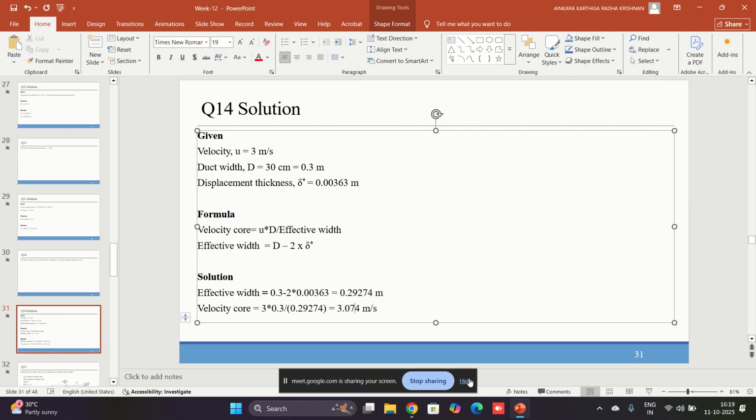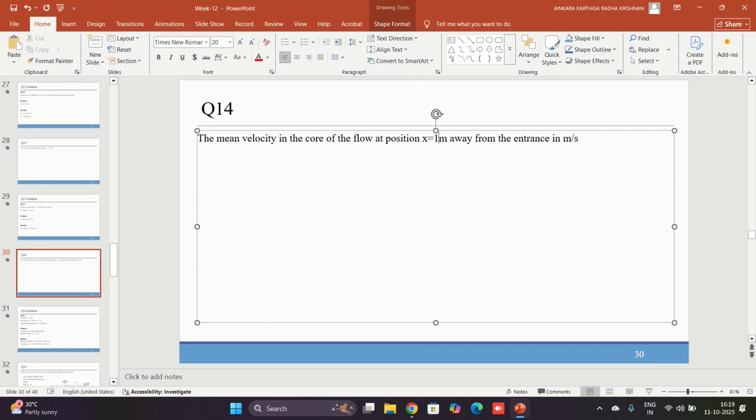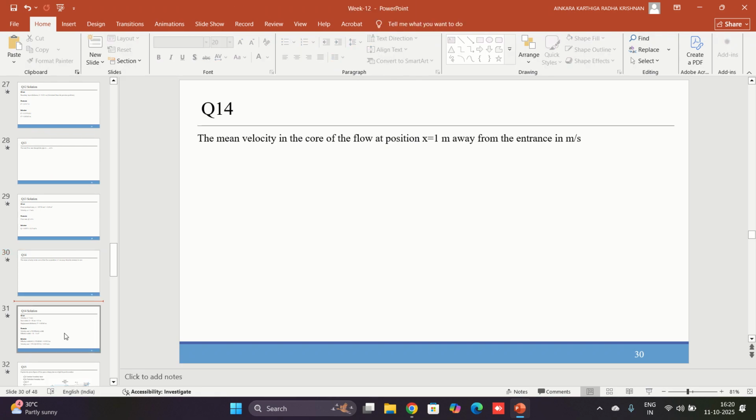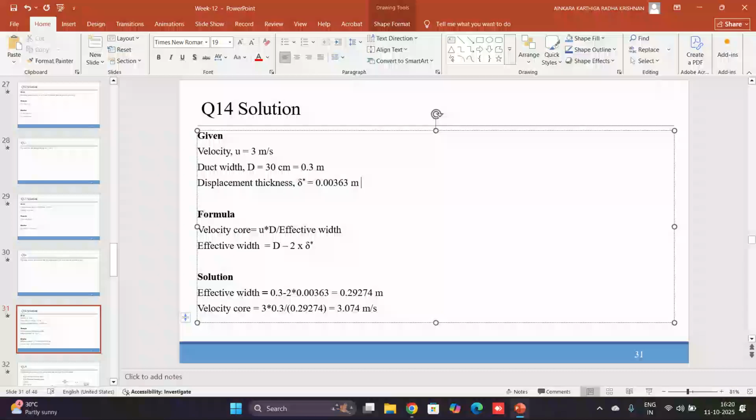I'll repeat once again. So what are we doing? We are asked to find the mean velocity in the core of the flow at a position of x equal to 1 meter away from the entrance. So what did we do for that? We first got the velocity, and we calculated the duct width, and we didn't calculate, it was given in the question. The duct width and displacement thickness is given as 0.00363 meters, which we calculated from the previous problem.